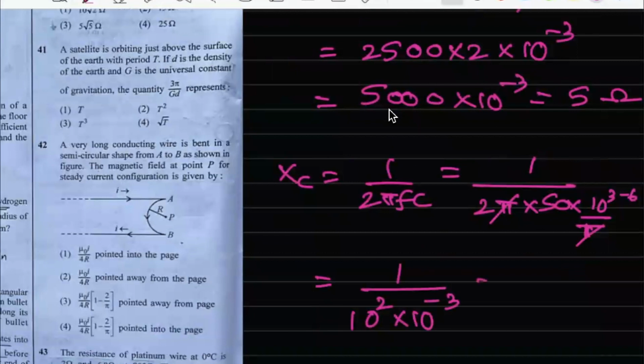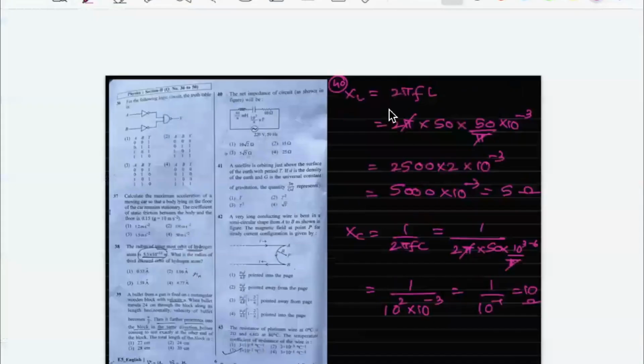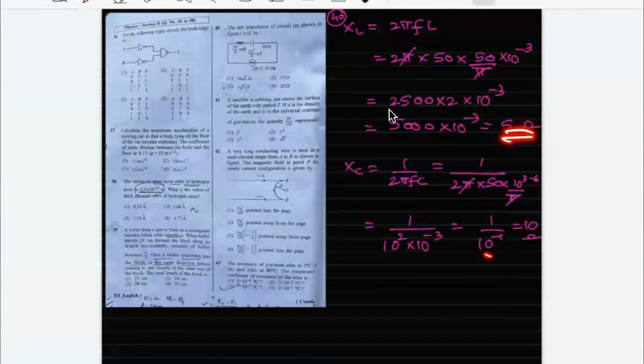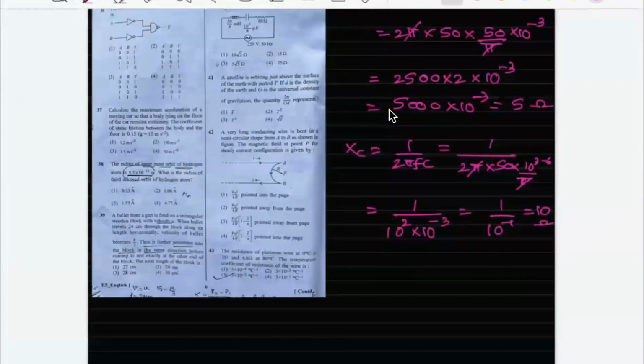So 10 raised to 2 and minus 3 gives me 10 raised to minus 1 goes in the numerator, becomes plus 1, 10 ohms. So it's capacitive. The resultant circuit is capacitive because XC is more than XL. So anyways, what we want is net impedance. So now it's going to be very easy.